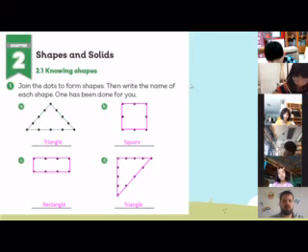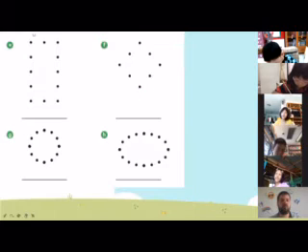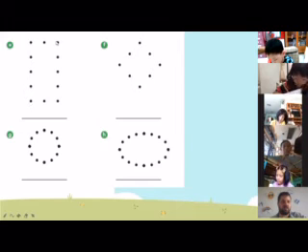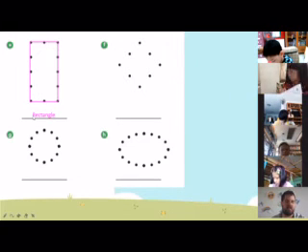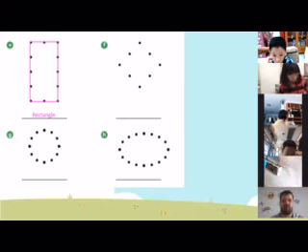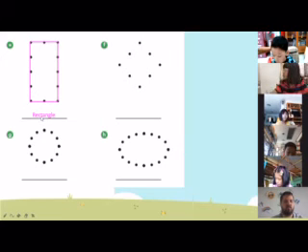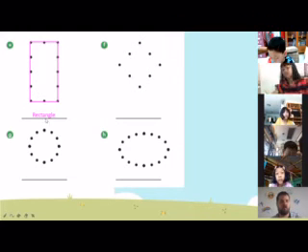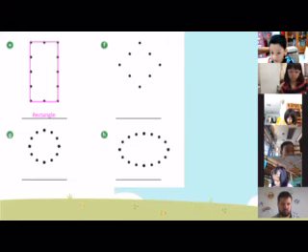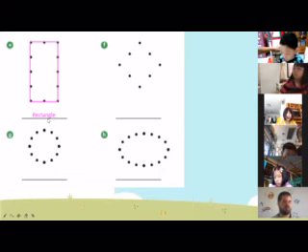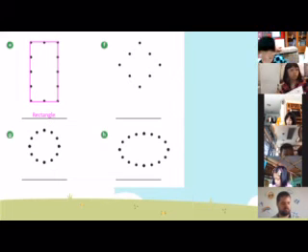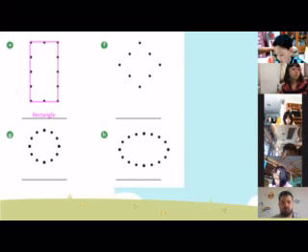Okay, students, I think we are ready to move on. So next, we're going to do E. Now, E is also in the shape of a rectangle. So let's draw our rectangle. And then we're going to write the word rectangle again. So let's spell rectangle. Rectangle is R-E-C-T-A-N-G-L-E. Rectangle. E is rectangle.